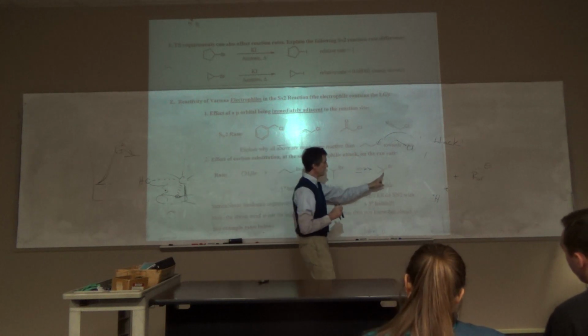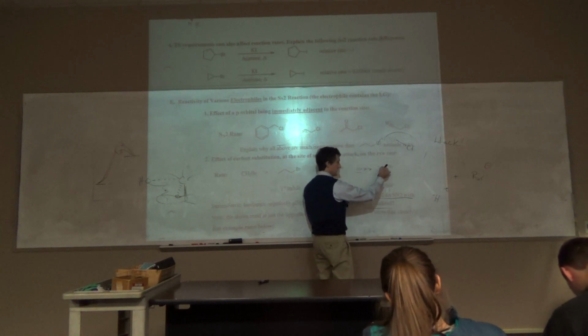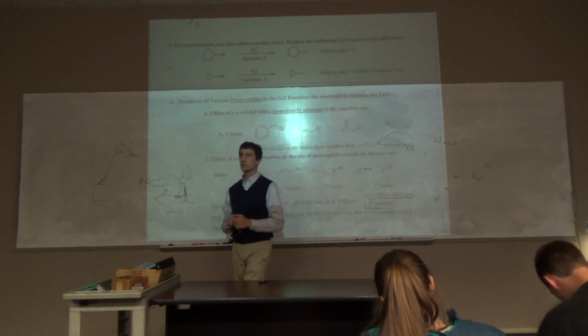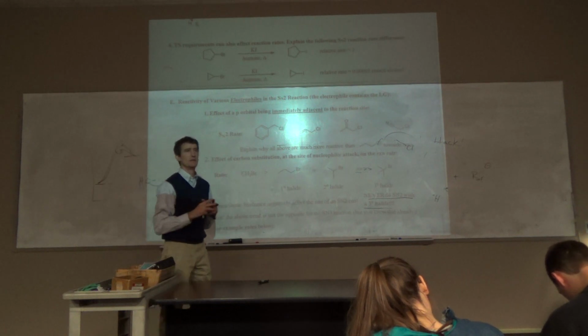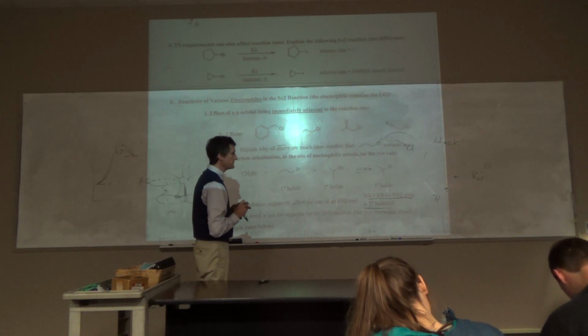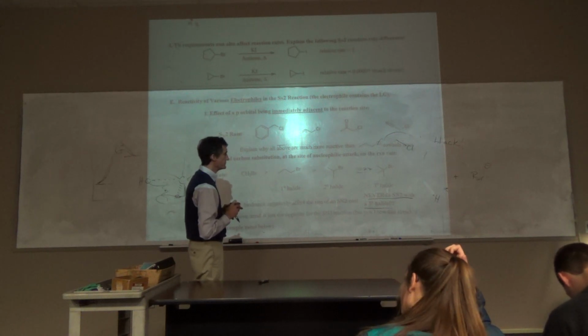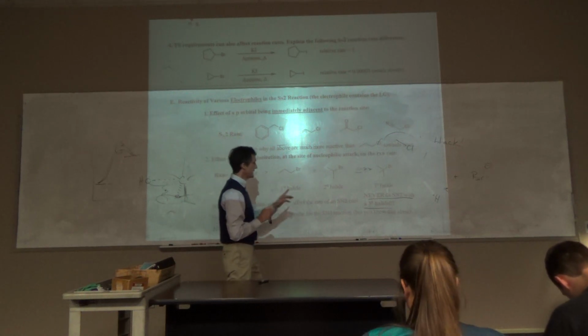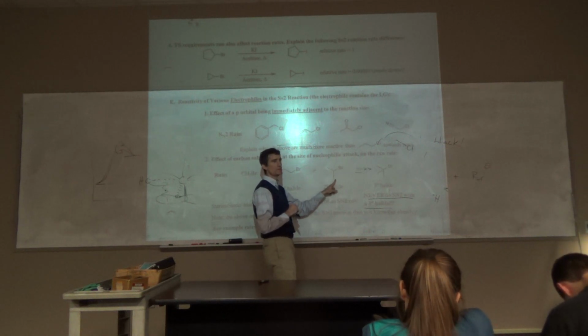This is the slowest. In fact, this is so slow, never do SN2 with a tertiary halide. Too slow. It's so slow that the rate is near zero. Okay? Never do SN2. Secondary halide is okay. It's not the greatest. You can do SN2 there.